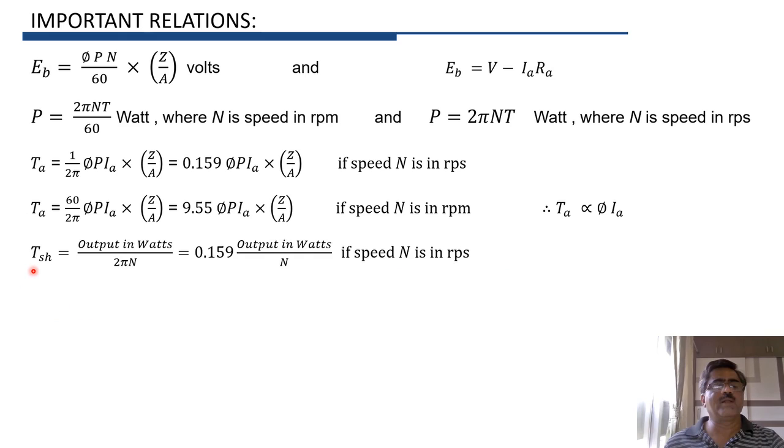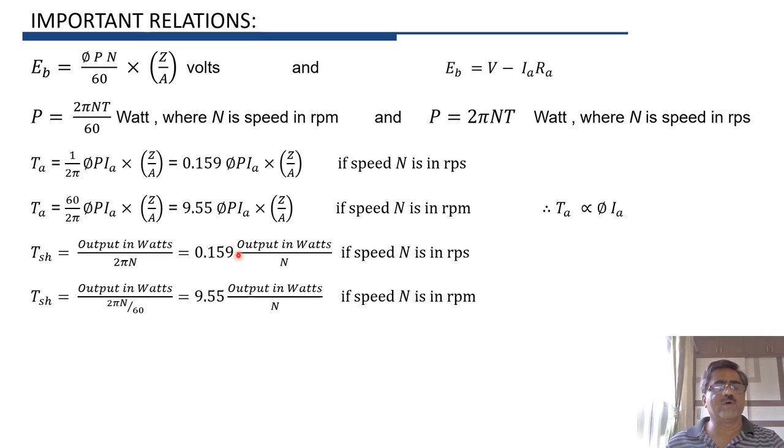Then the torque available at shaft Tsh is less than Ta, and the relation between Tsh and output power is Tsh = output power in watts divided by 2πN. Again 1/2π is 0.159, and therefore Tsh = 0.159 × output in watts/N if speed N is in RPS. If it is in RPM, then instead of 0.159, we have to take 9.55. Then the expression for speed is N = Eb/φ × 60A/ZP revolutions per minute, if it is in RPM. If it is in RPS, then this 60 will be absent.